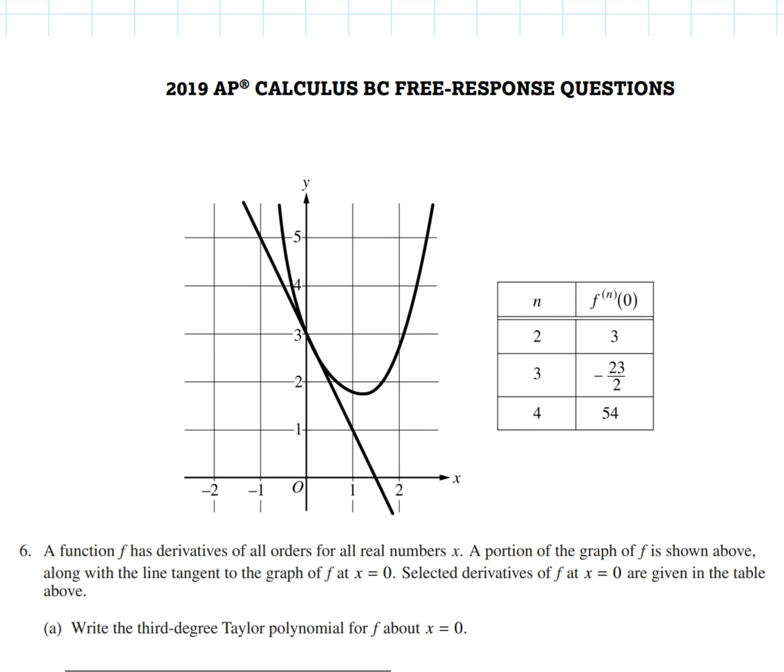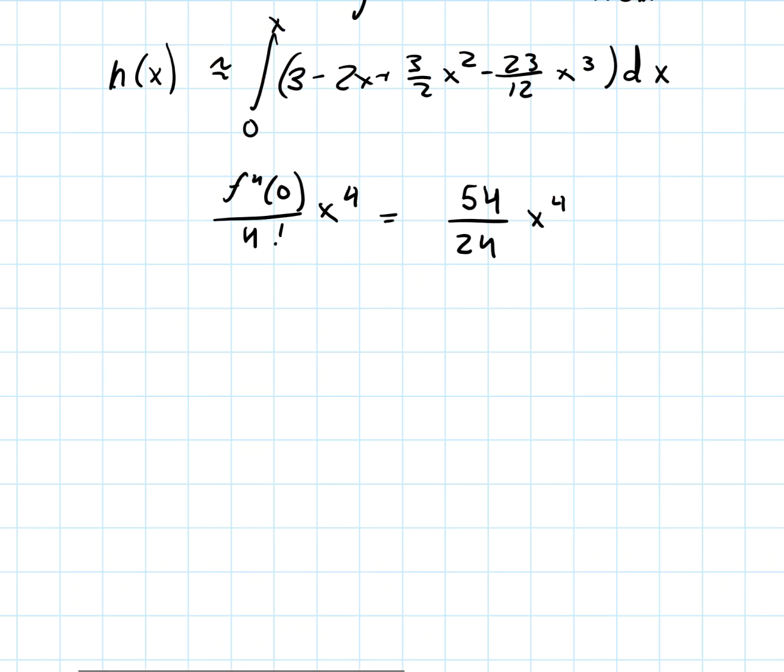And we see from our chart that f to the fourth of 0 is equal to 54. So now we can say that the fourth degree term for the f of x Taylor polynomial is going to be 54 over 24 times x to the fourth. Well, if we want the next term for h of x, we're going to need to take the integral of that. So the next term for h of x is going to be equal to the integral of 54 over 24 x to the fourth dx.